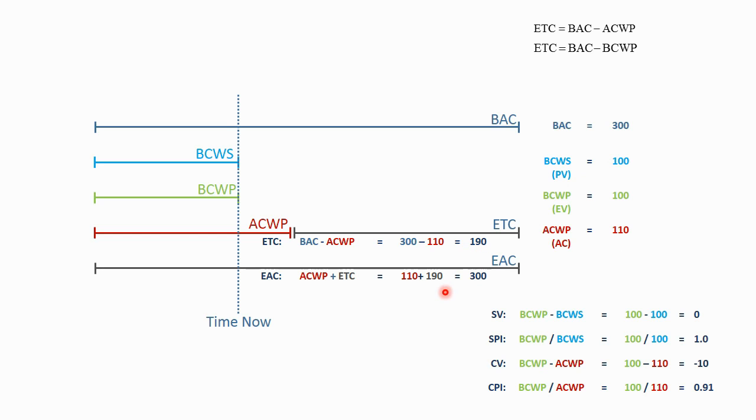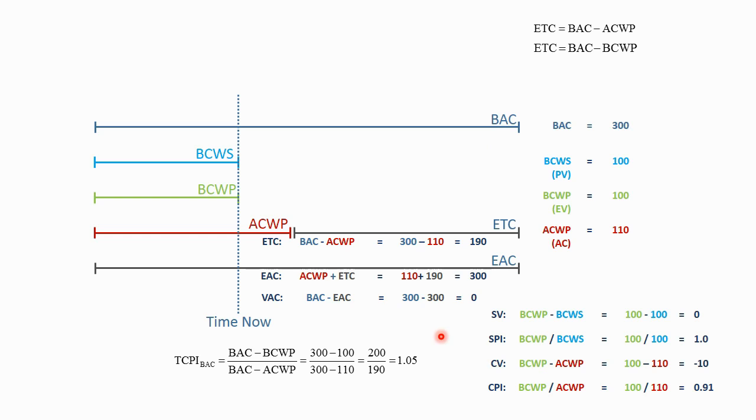And the estimate at complete is the actuals plus the estimate to complete. 110 plus 190 is 300 hours. So here the variance is 0 because we're saying the budget at complete is equal to the estimate at complete. No variance. But you probably noticed that there's this much performance left against this much budget left. So the to complete cost performance index takes the budget at complete minus the budgeted cost of work performed. 300 hours minus 100 hours of work performed. There's 200 hours of work left to perform in the plan.